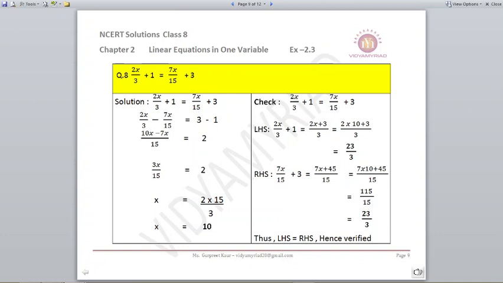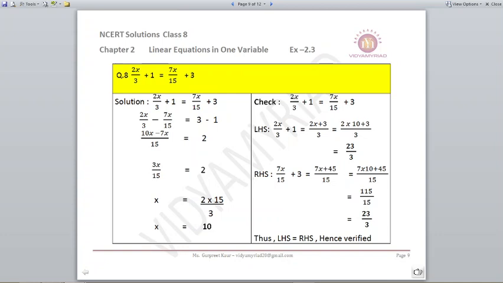Question number 8. 2x upon 3 plus 1 is equal to 7x upon 15 plus 3. Now you see variables are in the fraction form. Bring them together. It will become 2x upon 3 minus 7x upon 15 is equal to 3 minus 1. You will take 1 on the other hand side. Now for the variable, you have both the variables on the left hand side. Take the LCM of 15, try to solve it. It will become 10x minus 7x upon 15 is equal to 2, which is 3x upon 15 is equal to 2. You need to find out the value of x.